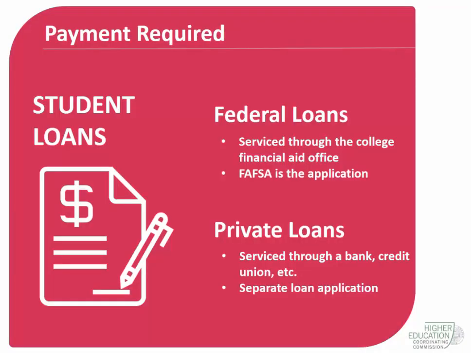However, if you decide to take out student loans, these are required to be repaid. And there are two types of student loans. There are federal loans that are serviced through your financial aid office at your college. The FAFSA is the application for those federal loans, and they will require repayment. There are private loans that are available through a bank or credit union and not serviced through your college, and they have a separate loan application.